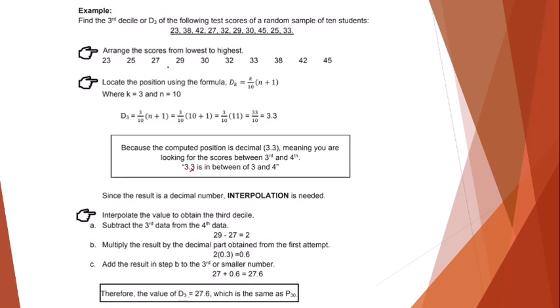Ito po yung decile 3 nyo dito. So that is between. So possibly dito ang inyong decile 3. Which is the same as percentile 30, sub 30, so the 30th percentile.